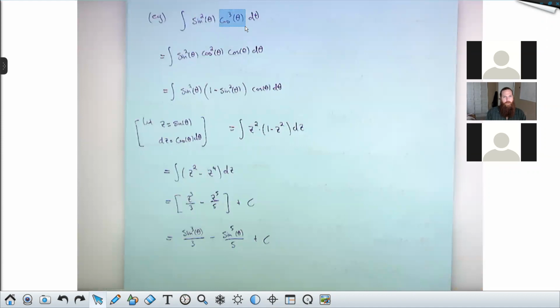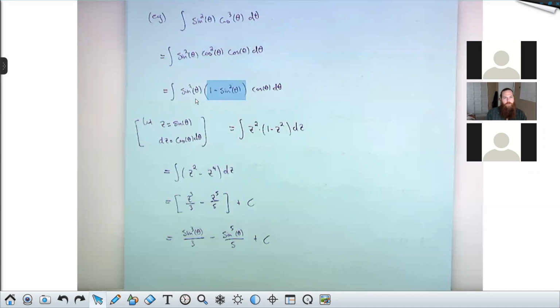Take one copy of the odd guy, set it aside. Then use your trig identities to rewrite whatever is left as a polynomial in the other function. So if you set aside a cosine, your goal is to substitute for sine. That means you need to rewrite the remaining cosines as sines. That's what we did here. I rewrote this cos squared as parentheses 1 minus sine squared.